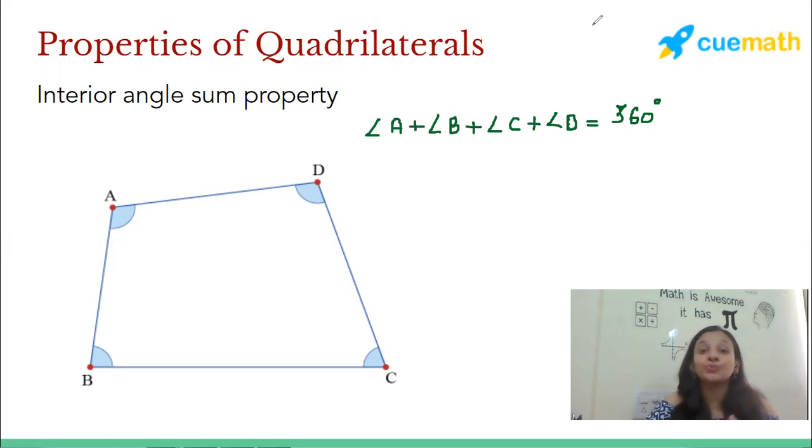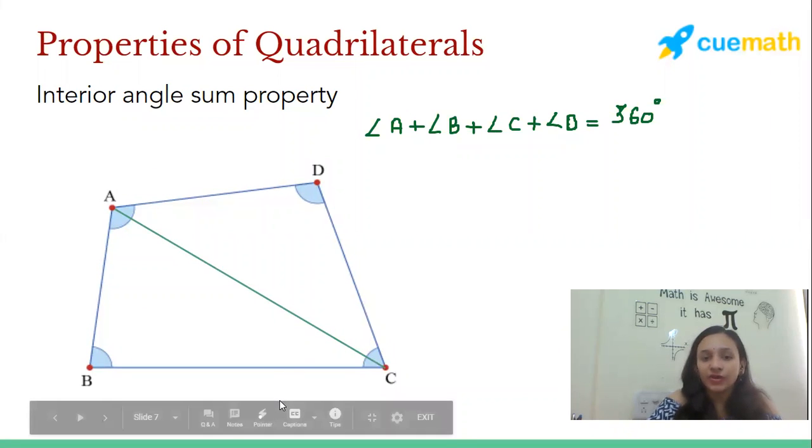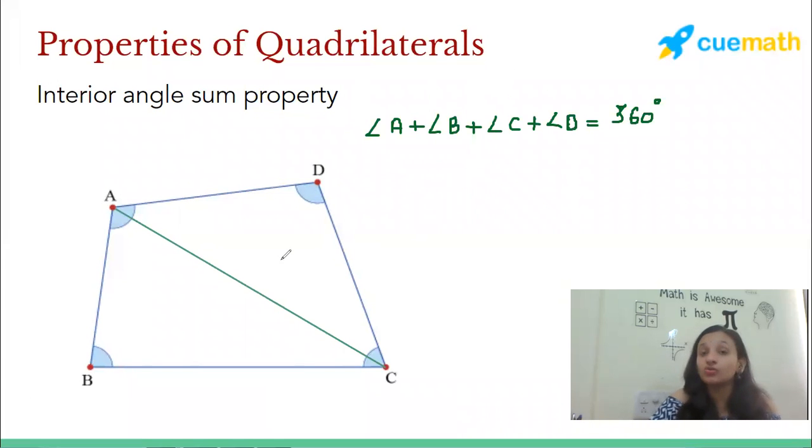Now, how do we prove this? There are different proofs available, but a very easy one to understand comes through the interior angle sum property of a triangle, and that is why I was asking you all that. The key concept here is you divide the given quadrilateral into two triangles. So what have I done here? I have divided the given quadrilateral into two triangles. One is triangle ABC. The other is triangle ADC.